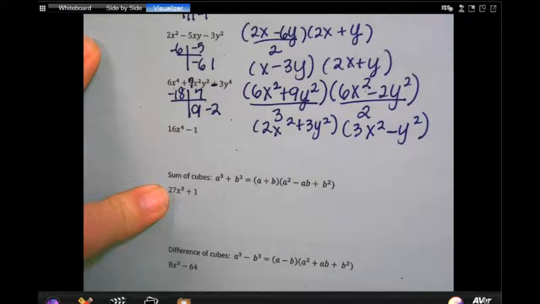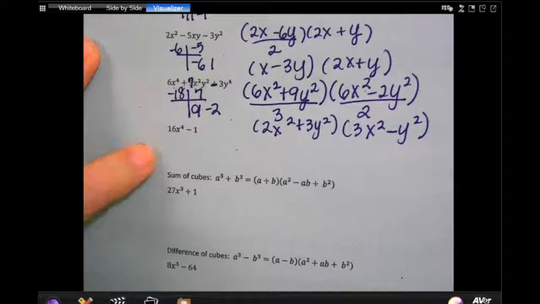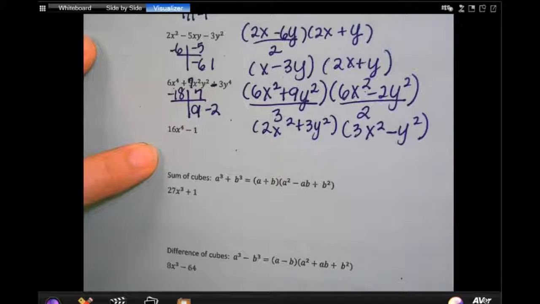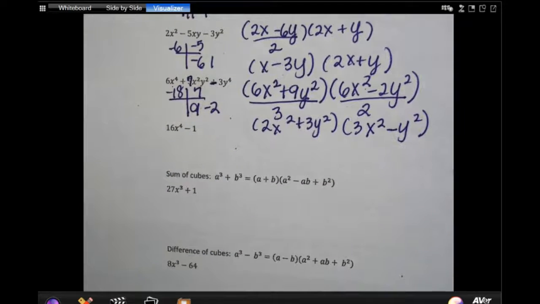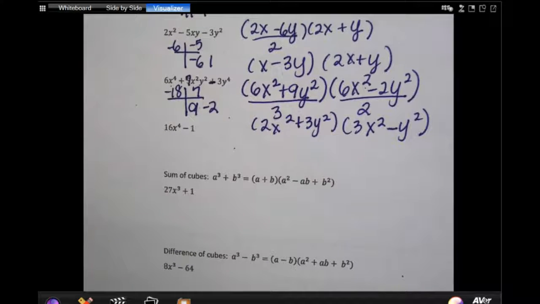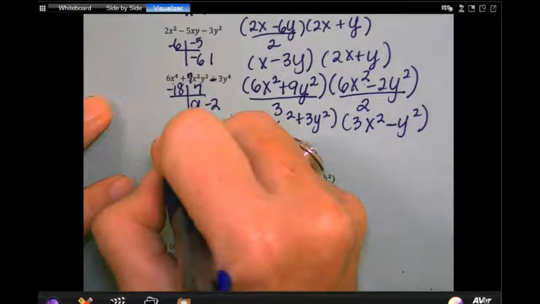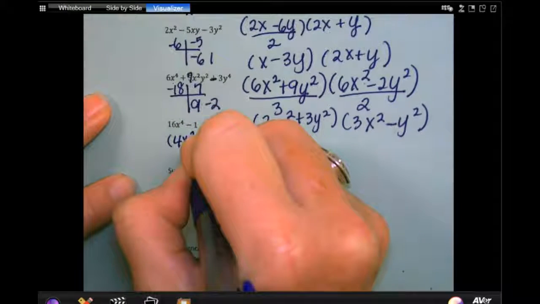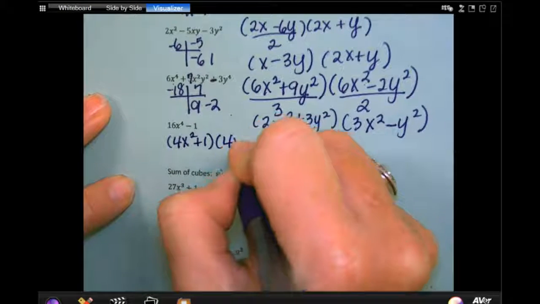Very similar to this. Okay, so the next one. First of all, it says 16x to the 4th. What kind of example is this an example of? It's a perfect square. Even though it's a 4, it's still a perfect square. So how would I write that? Perfect. So if I start like this, 4x squared plus 1 and 4x squared minus 1.